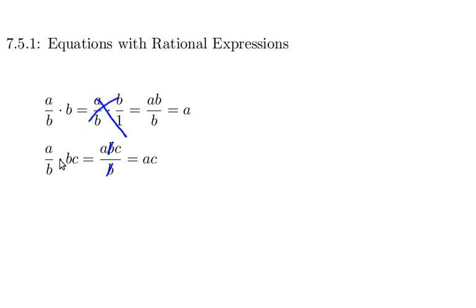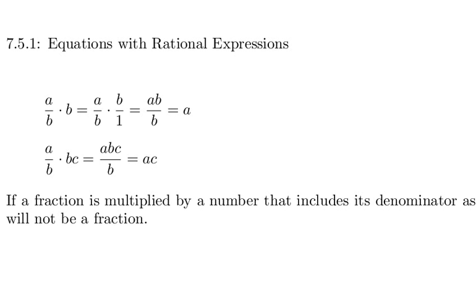Since we had a fraction, we could multiply it by anything we wanted to, so we multiplied it by something that got rid of the fraction. The principle I'm getting at here, and I'm going to write this down because it might be hard to wrap your mind around, is that if a fraction is multiplied by a number that includes its denominator as a factor, the new number will not be a fraction.